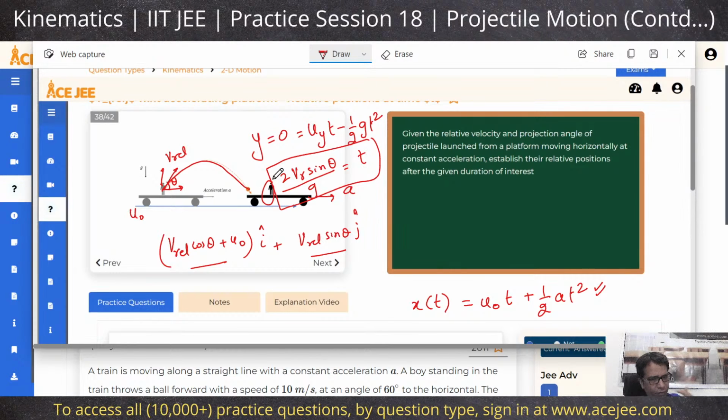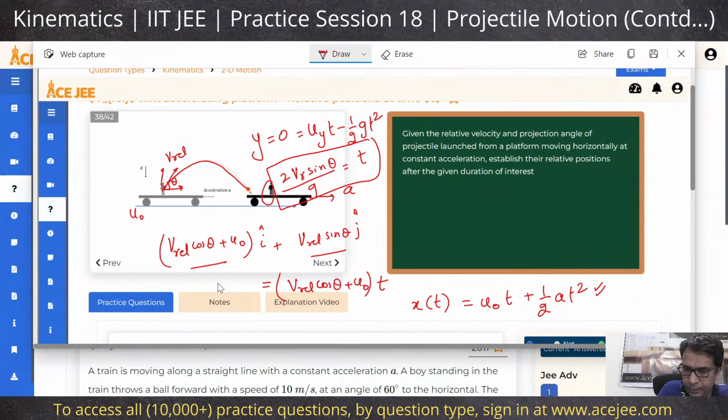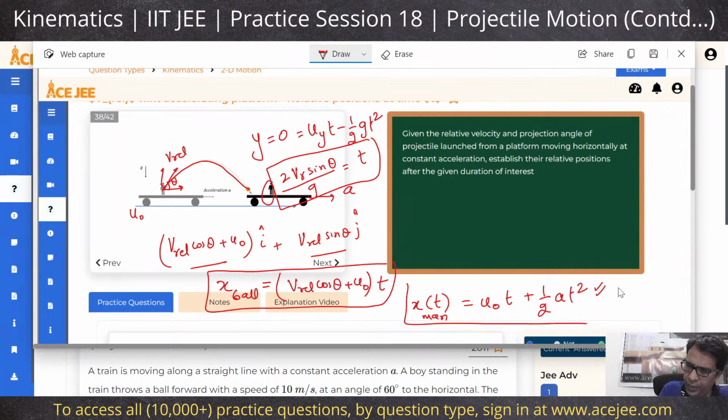And you can figure out the distance covered by the ball in the horizontal direction, which will be v relative cos theta plus u0 t. Is that part clear, beta? Yes, sir. So we have this, and we have this.